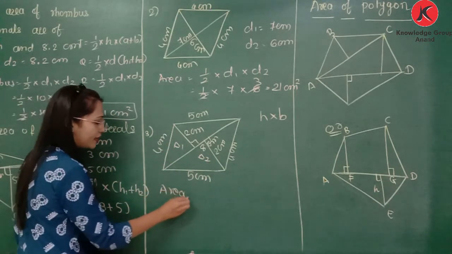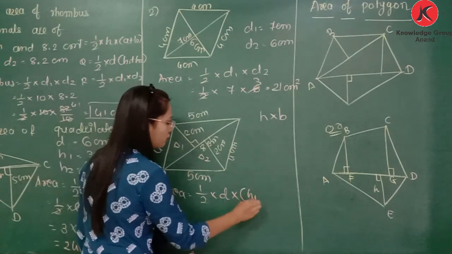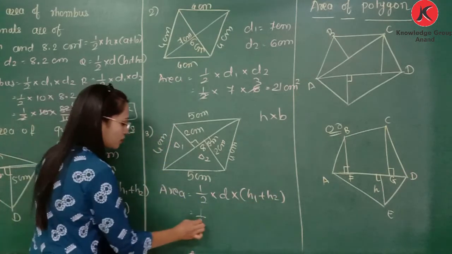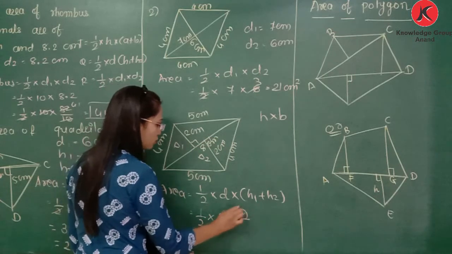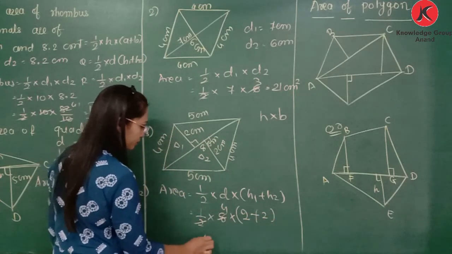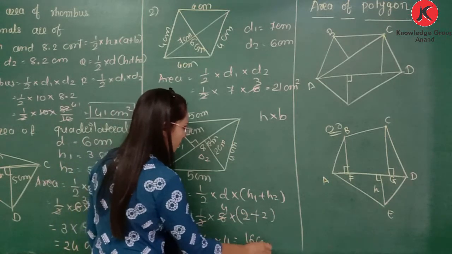So here area will be what? 1 by 2 diagonal (h1 plus h2). You can also use this equation. So here the diagonal is 8, h1 is 2, h2 is also 2. So 1/2 × 8 × (2 + 2) is 16 centimeters.